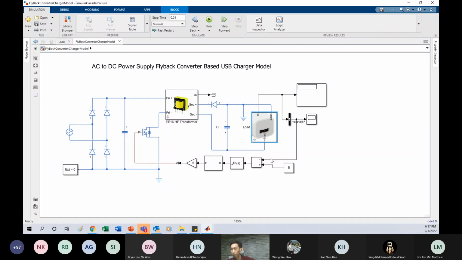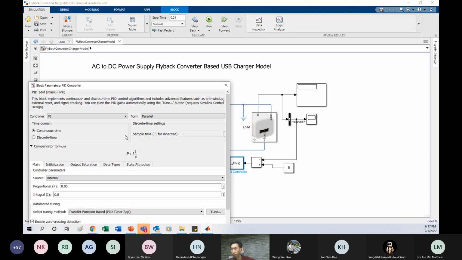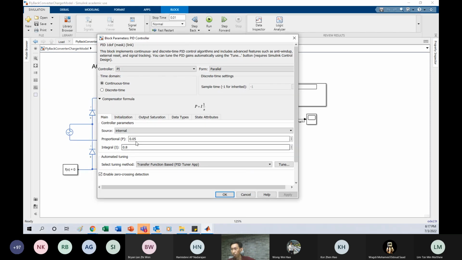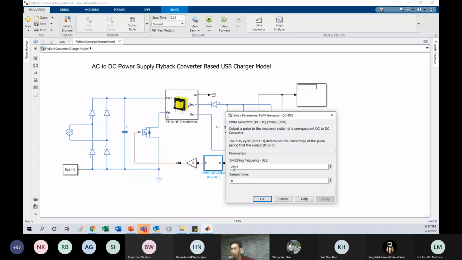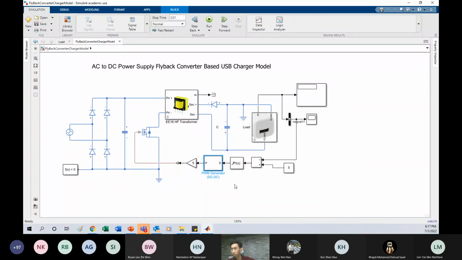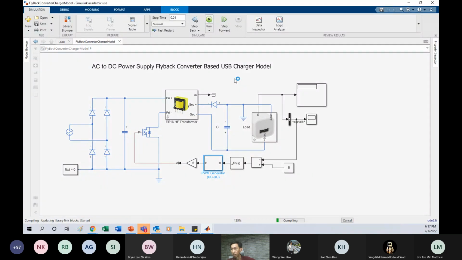The wattage has feedback, right? I want 5 volt, and then the PI. Let me show you what my PI is. My P is 0.05, I is 0.8. And then PWM is still the same, 20 kilohertz, no change. So let me just run this.